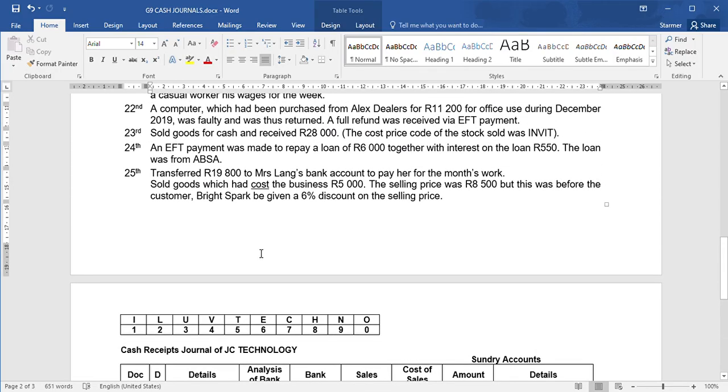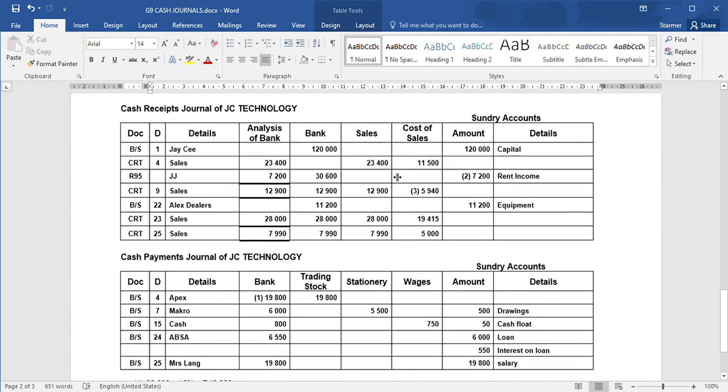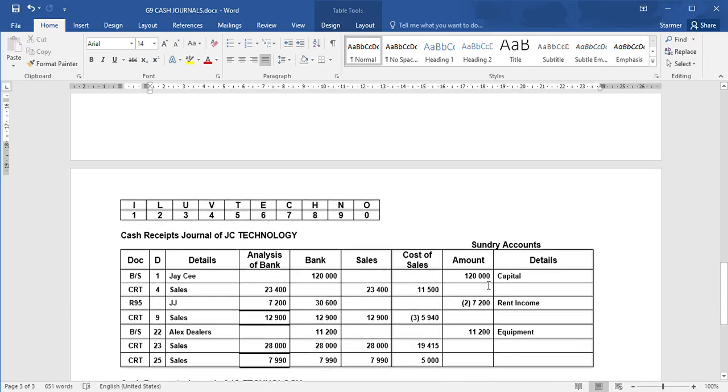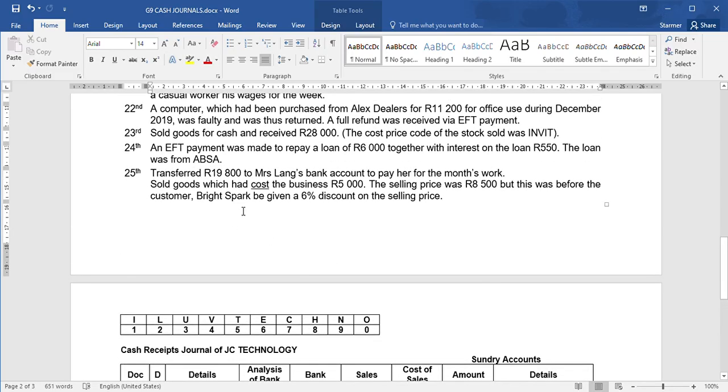Okay, and then last one: transfer 19,800 Rand to Mrs. Lang's bank account for the month's work. You pay monthly salaries, not wages. So you're going to use your cash payments journal here, and you're going to need to use sundry accounts where you write salary. And then on that same day, sold goods which had cost the business 5,000.